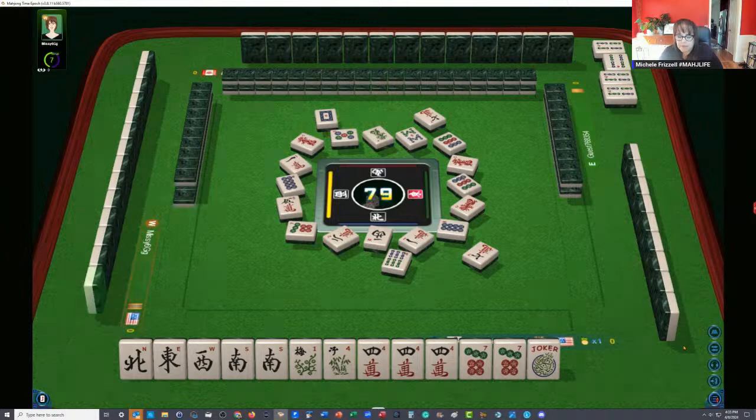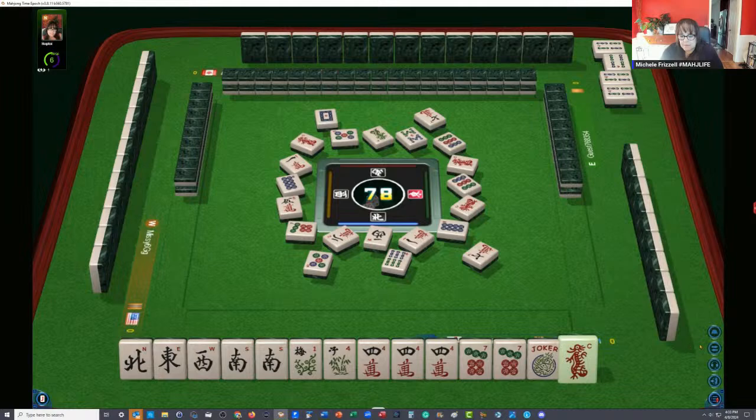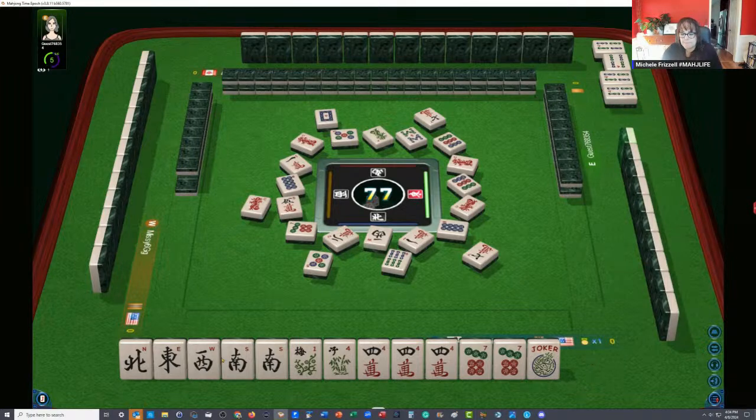We have a pair of flowers in here. I think it would be ideal to get a 4 dot. 5 dots. A dragon. We definitely, well, no, we don't need that. Red dragon. 5 dots.